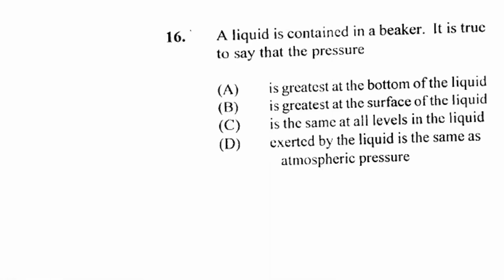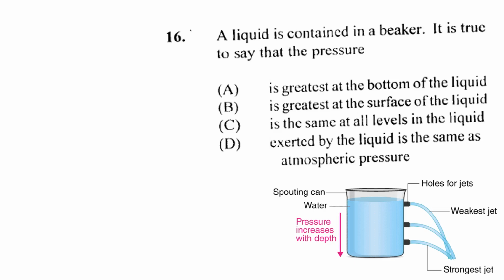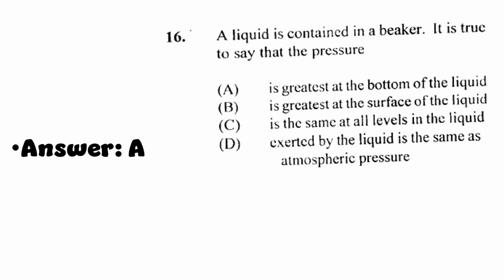Number 16. A liquid is contained in a beaker. It is true to say that the pressure A. is greatest at the bottom of the liquid, B. is greatest at the surface of the liquid, C. is the same at all levels in the liquid, or D. exerted by the liquid is the same as the atmospheric pressure? The answer is, of course, A. It is greatest at the bottom of the liquid. The further down you go in a liquid, then the greater the pressure becomes.